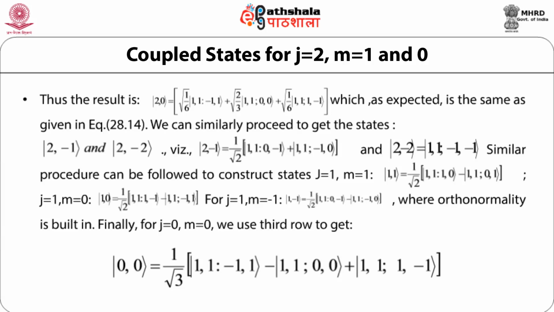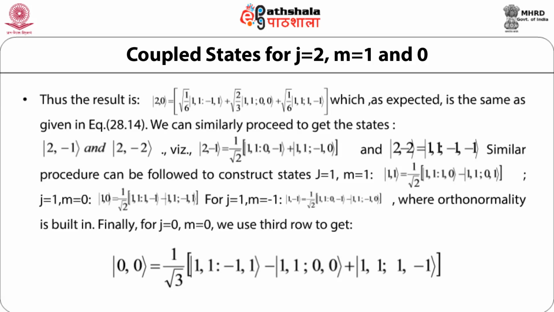That is, the first term on the right hand side corresponds to the state where m2 is equal to 1, m1 is equal to minus 1. The second state corresponds to m2 is equal to 0 and m1 is equal to 0. And the third state corresponds to m2 is equal to minus 1 and m1 is equal to 1. So in this manner, we get the result as was expected, and again is the same as the result that we had found out in the module 28.